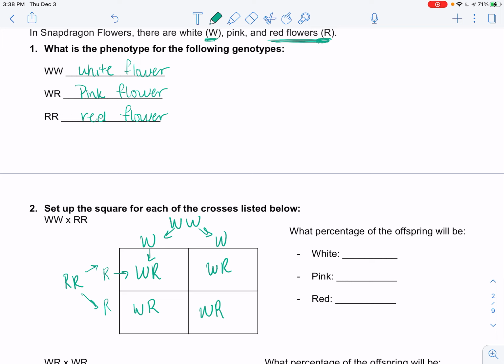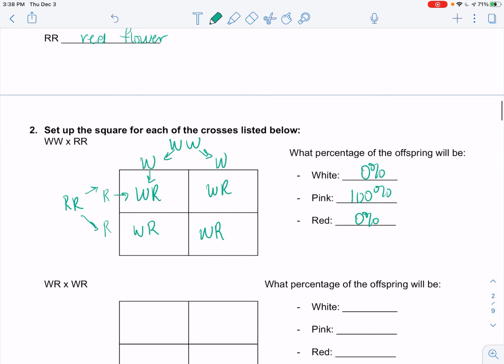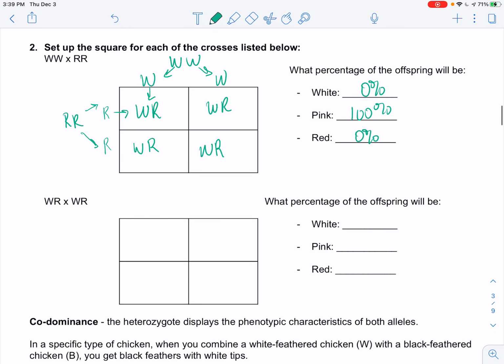All right, so what percentage of the offspring will be white? Well, in order to be white, you got to have the WW. There are none of those. So what percentage? 0. Red, you got to have the 2 R's, no chance. 0% chance of having a red offspring, but we do have a 100% chance of having a pink offspring, so pink flowers. So that one, we've got 0 white, 100 pink, 0 red. All right, y'all do this one, pause me, do this one, and then check your answers.